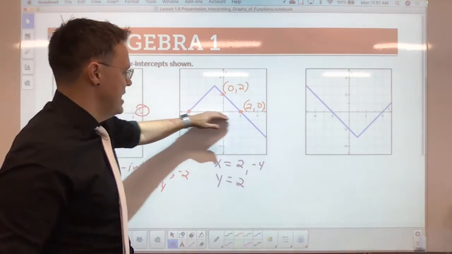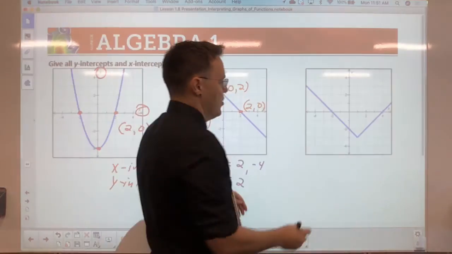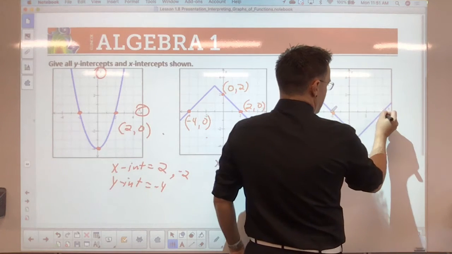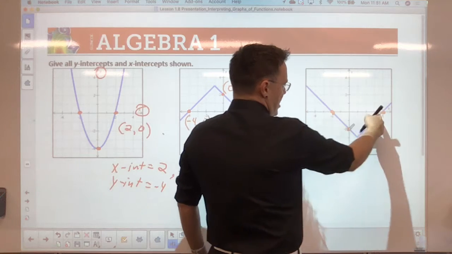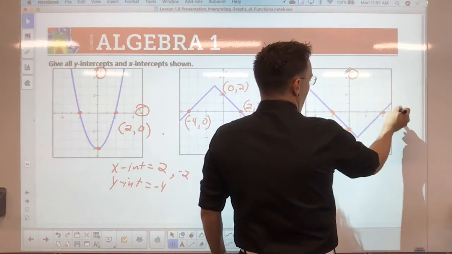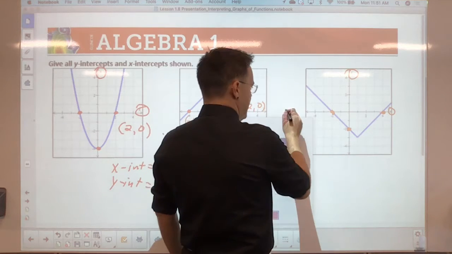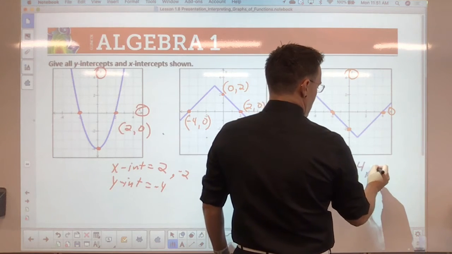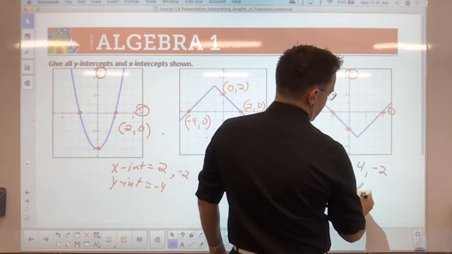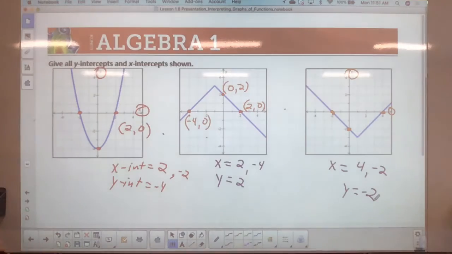Every time it crosses the X, I'm looking for the X coordinate, and when it crosses the Y, I'm looking for the Y. All right, so the last but certainly not least on this list, I don't care about the vertex, I just care about where it crosses the Y and the X, right? So now, the setup on this, my X is going to be 4 and -2, and then my Y is -2. Simple concepts, just make sure you guys can get it.